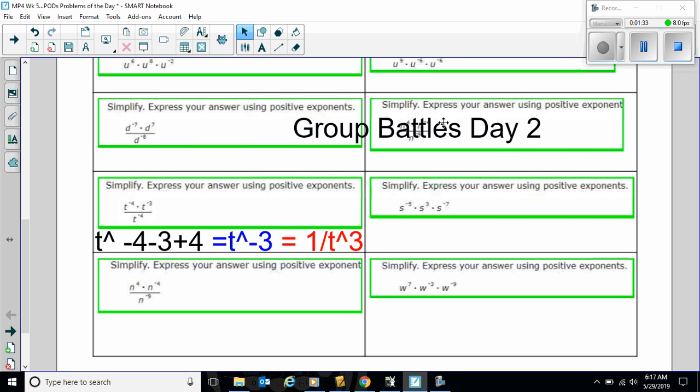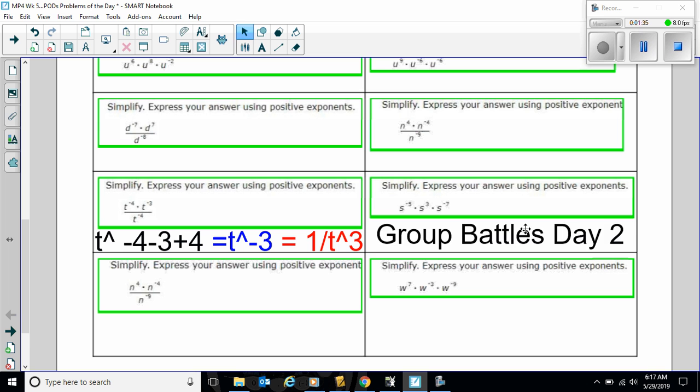And our next question, I'm asking you, simplify the expression using positive exponents. You get a full minute, pause the video, and tell me when you come back.